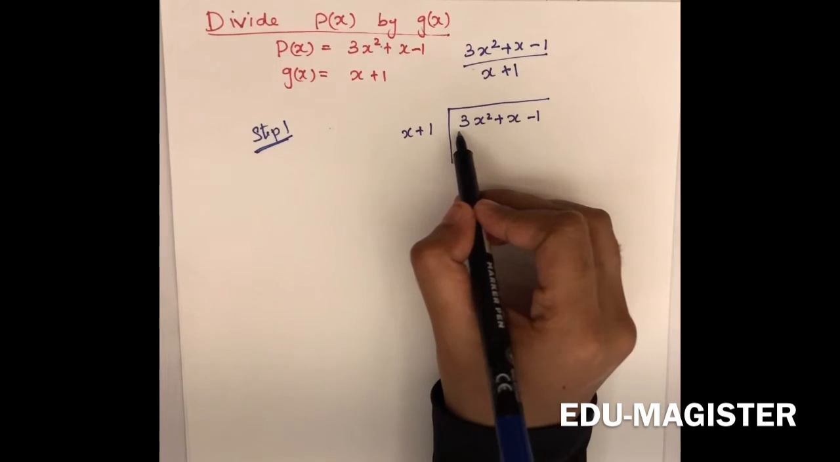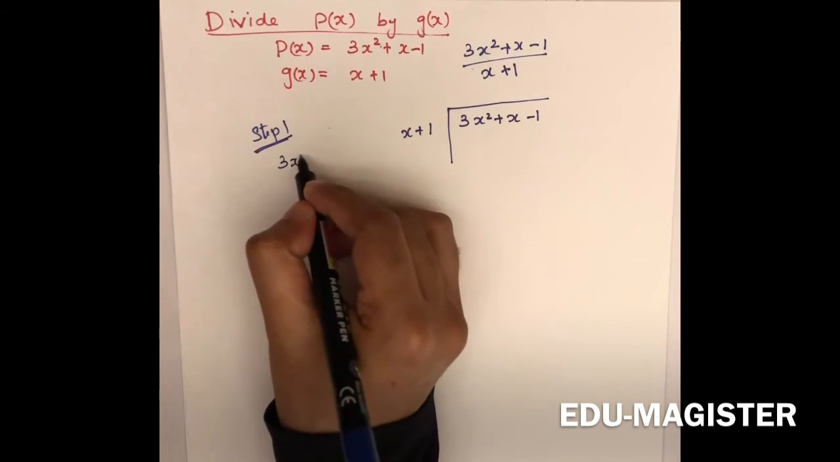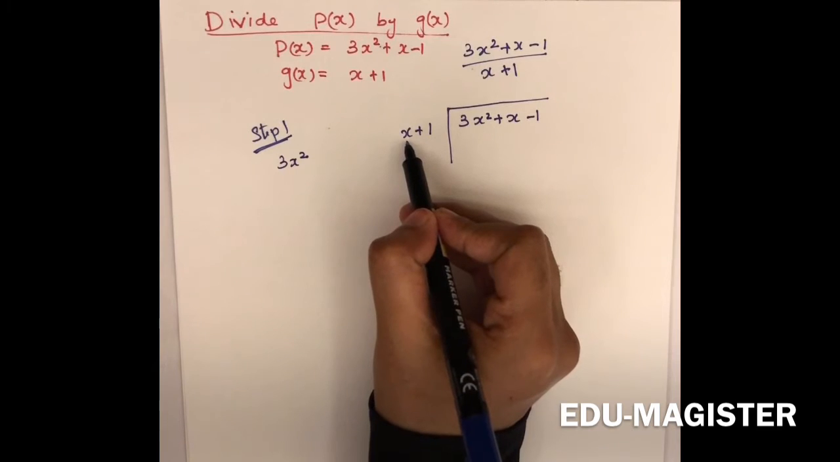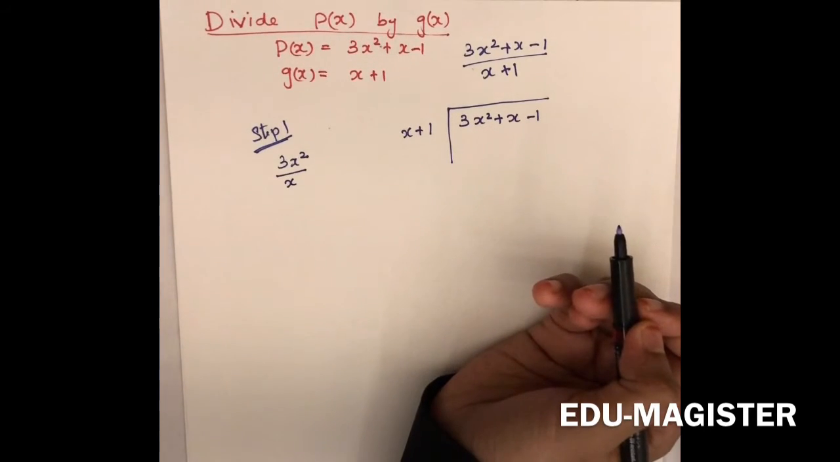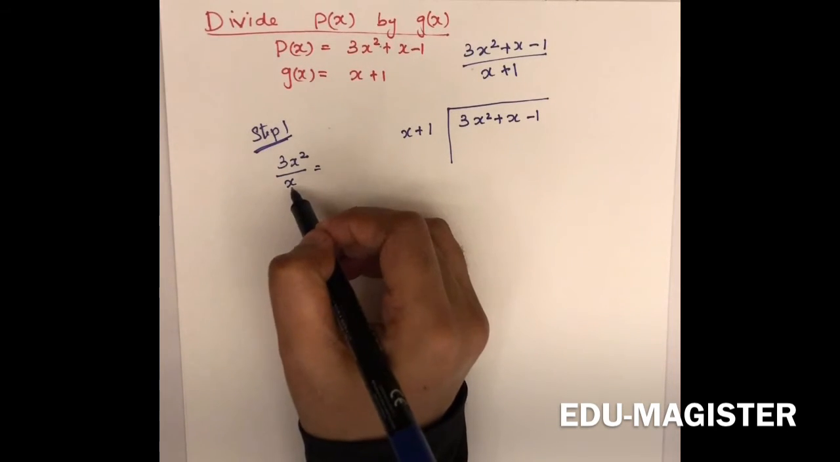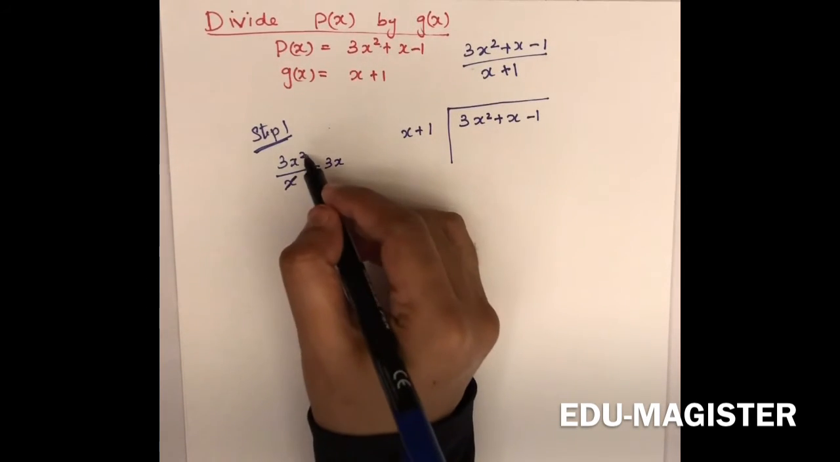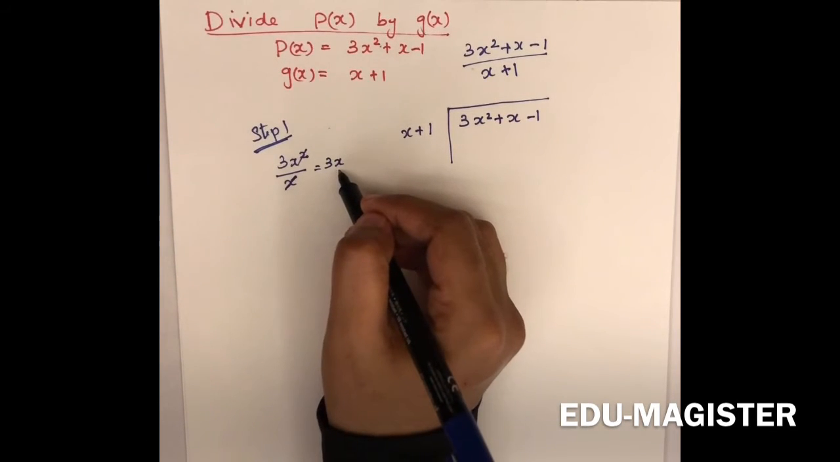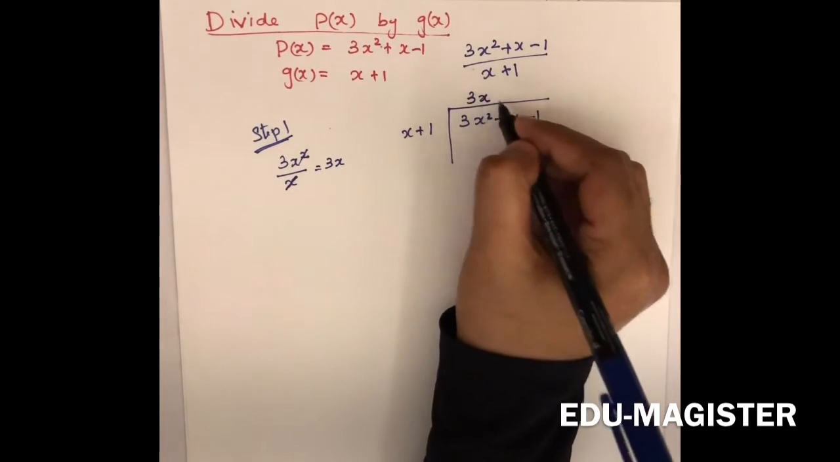Now in the next step, what you need to do is consider the first term of the dividend, that is 3x square, and then the first term of the divisor, that is x. You need to divide them. So here, after dividing 3x square by x, you will get 3x. Now this expression, take it and write it over here.